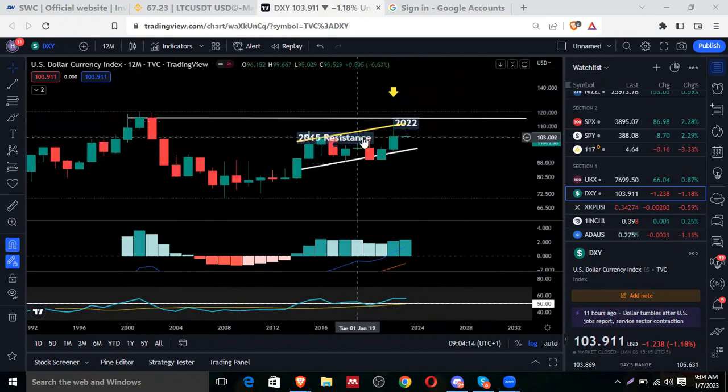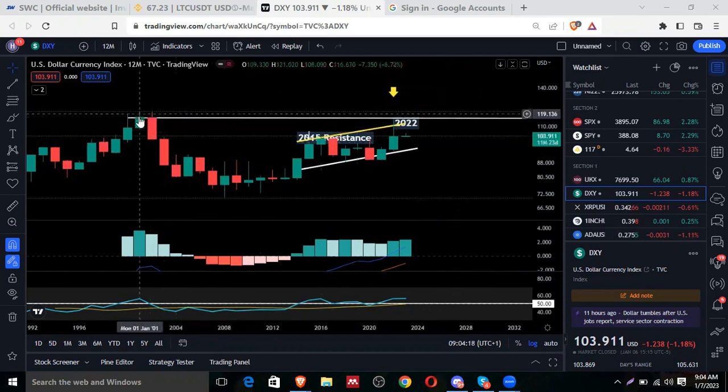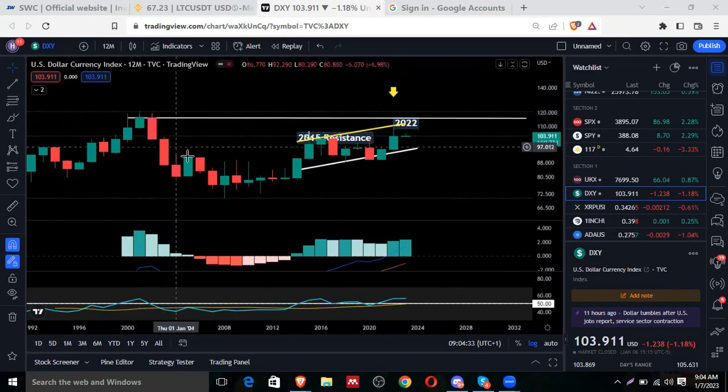Now, I want to quickly dissect this chart. We look at this resistance here. This is a resistance dating back to 2001, precisely January 2001. We saw this resistance for the dollar index. Since then, the dollar index started coming down in a multi-month downtrend.